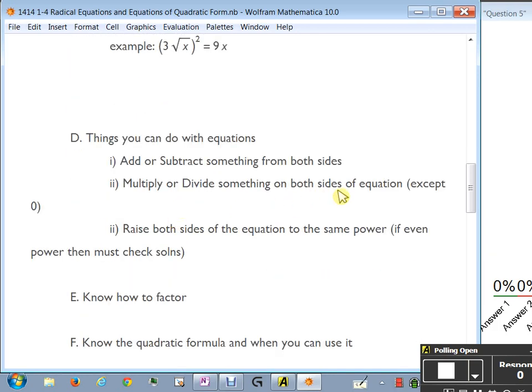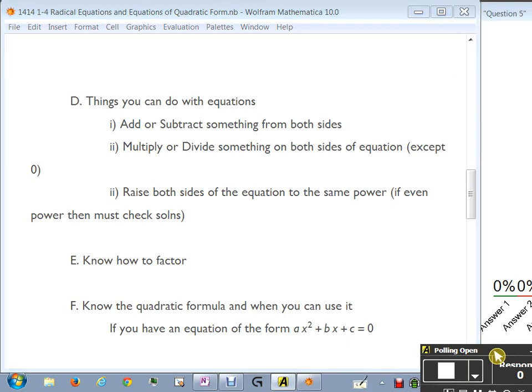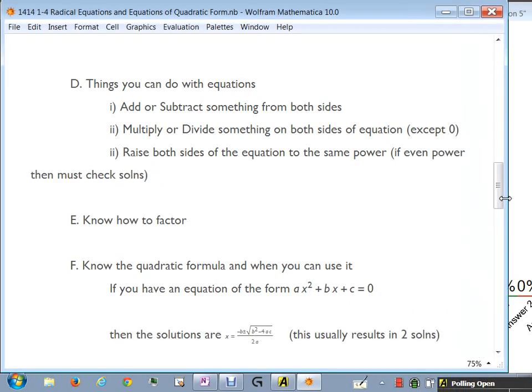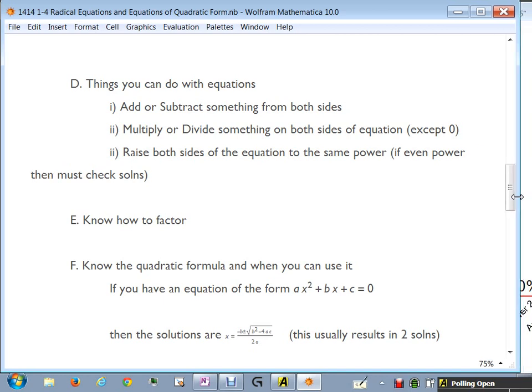You also need to be aware of things that you can do with equations, the things that you're allowed to do. Anytime you have an equation, you can always add or subtract something from both sides. You can multiply or divide both sides by something as long as it's not 0. You're also allowed to raise both sides of an equation to any power you want. You can always do that. But we always have to be careful that if you raise both sides of an equation to an even power, like you square both sides, or raise it to the 4th power, or the 6th power, or the 8th power, you're always going to have to go back and check your answers. Always.